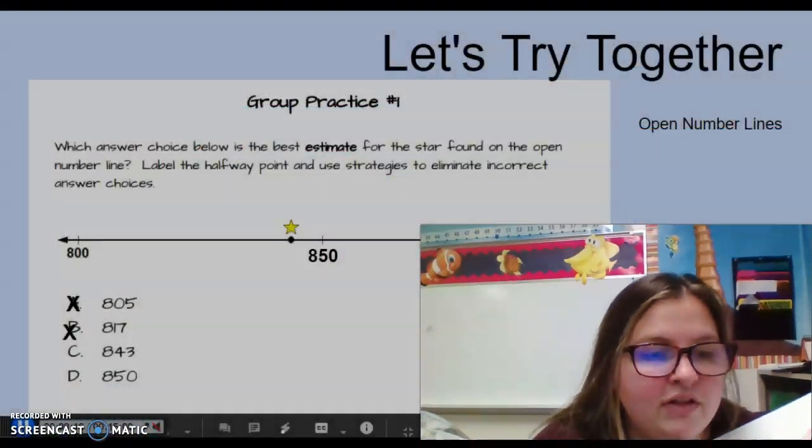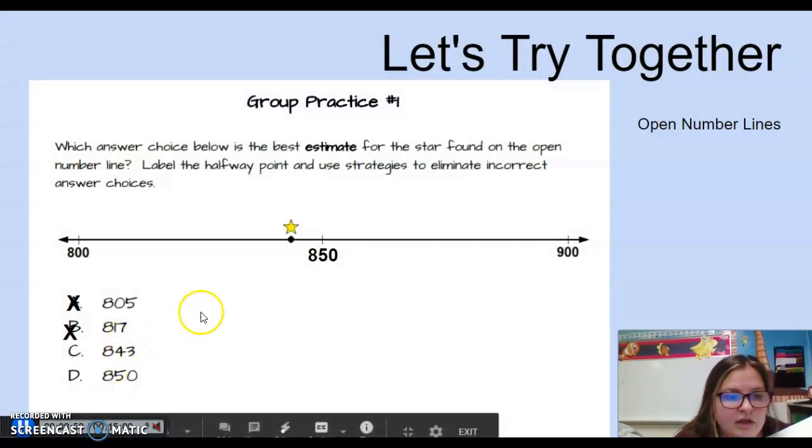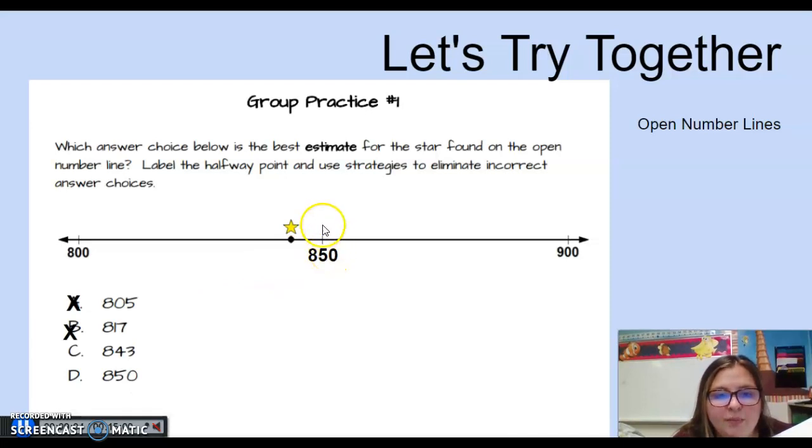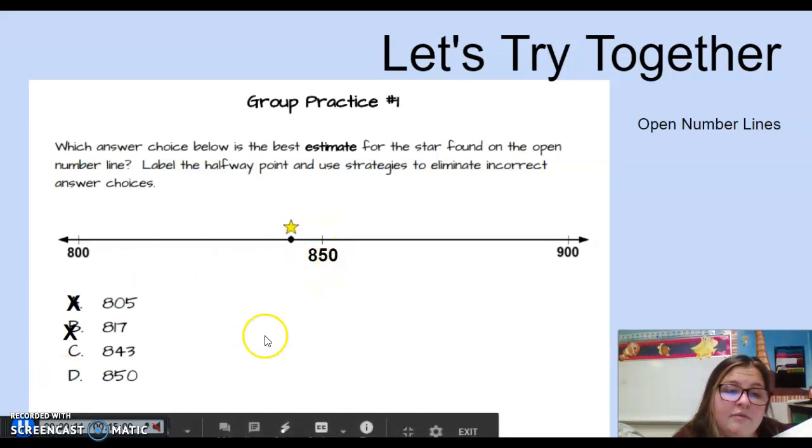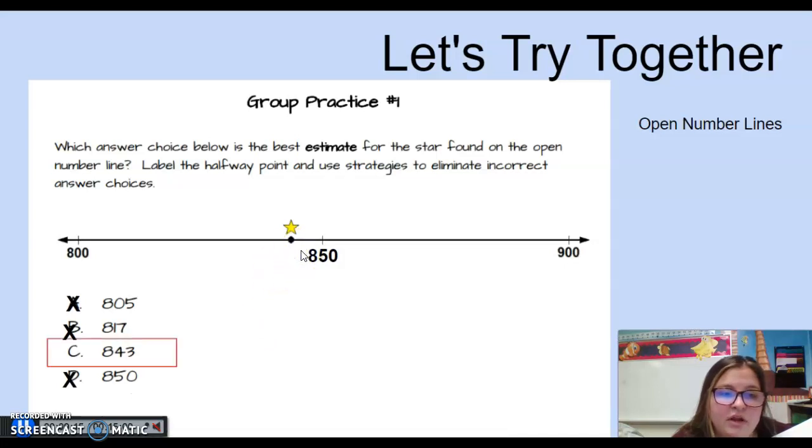We could estimate that it could be right about there, but let's go ahead and look at our last answer choice to see if that's any closer. Okay, so 850. Well, I already know that I have marked my point for the middle, and that says 850. So that's not where the star is. So I think that our best choice for an estimate is 843. Okay, so if that's what you chose, correct. Let's do another one.